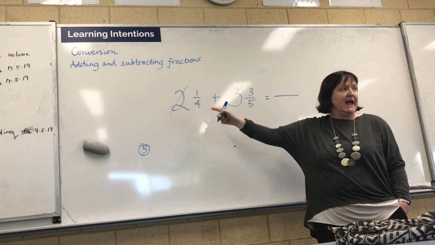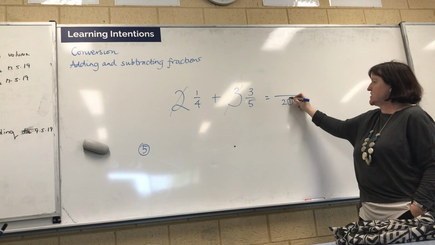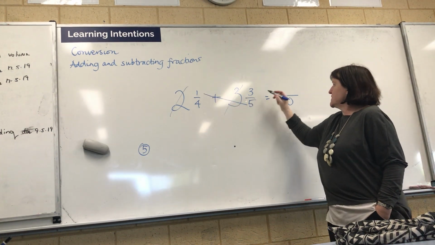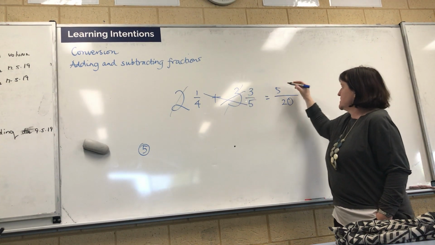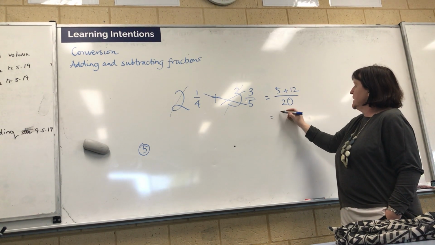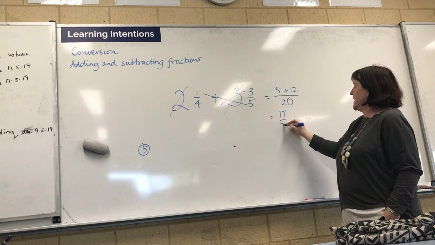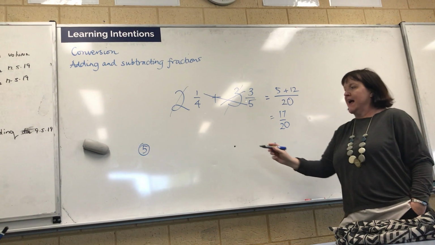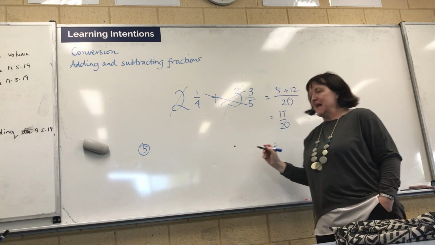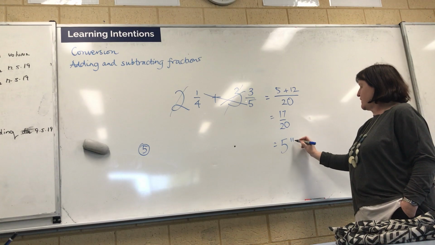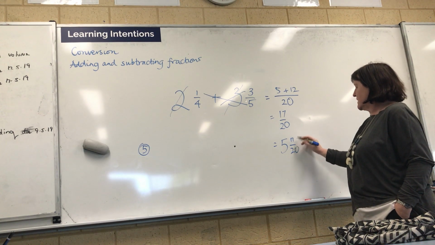So then again, new common denominator, which is 20. 1 times 5 is 5. 4 times 3 is 12. So that gives you 17 over 20. And then you can add the 5 back in. So the answer is 5 and 17/20.